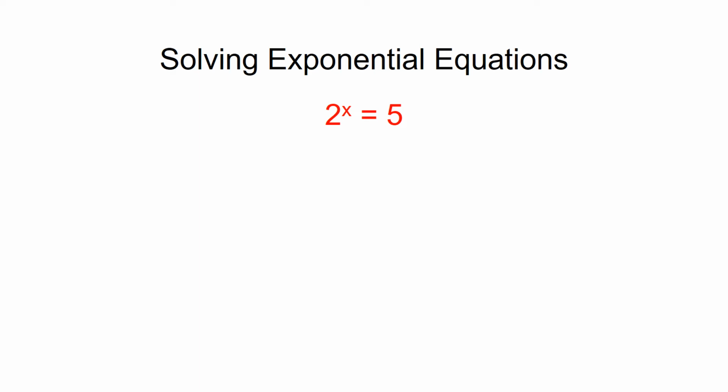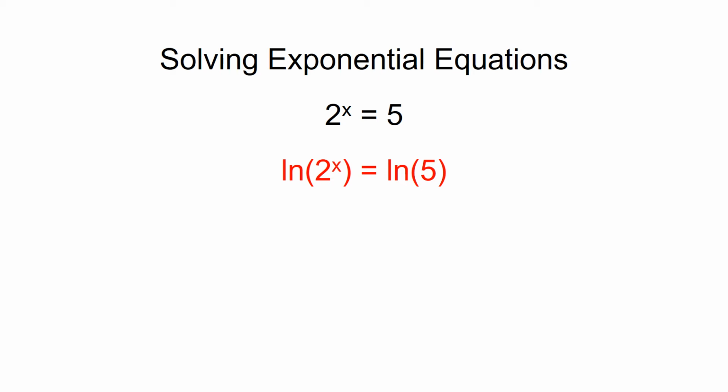How will we solve this? Well, we can take the natural log of both sides. And why would we do that? We would do this because the natural log of a number is something we can find with a calculator. So if we'd like to get an exact value or even an approximate value for x, this is a way that we can do it.